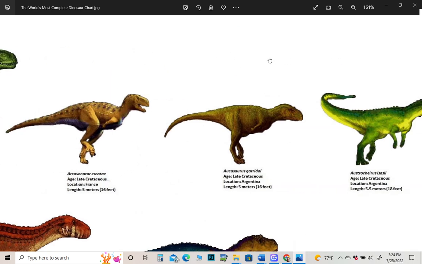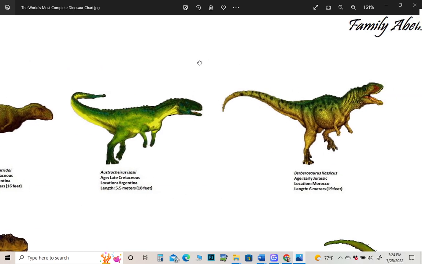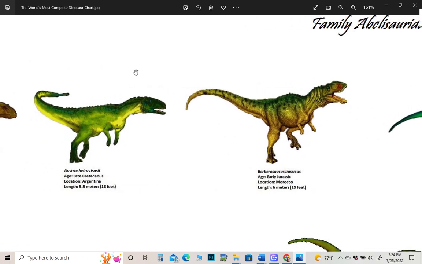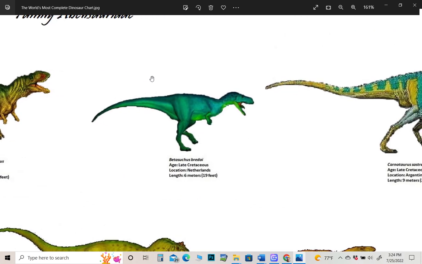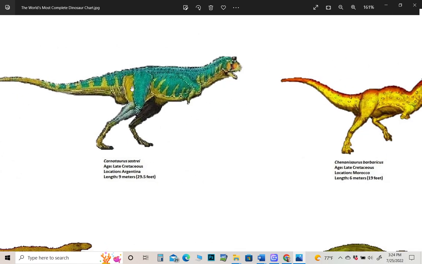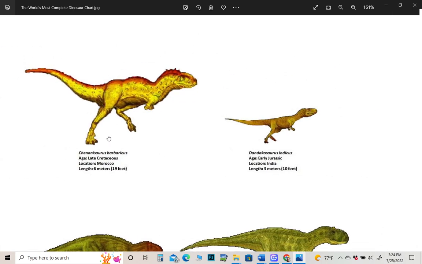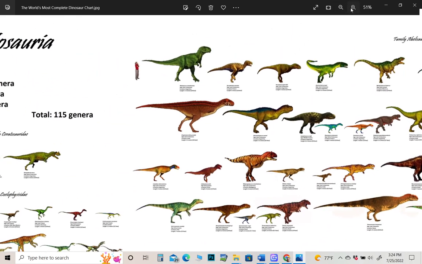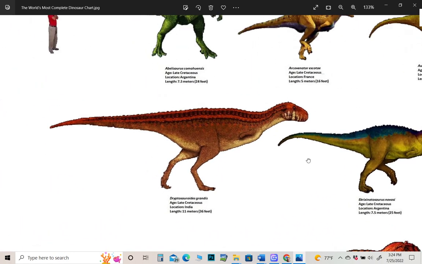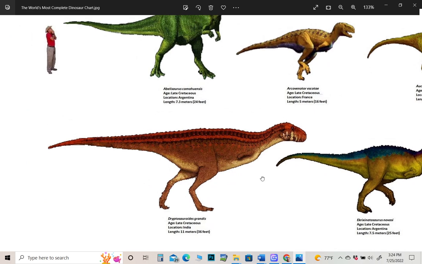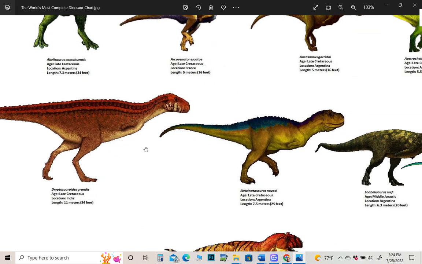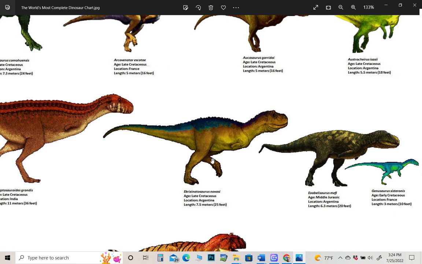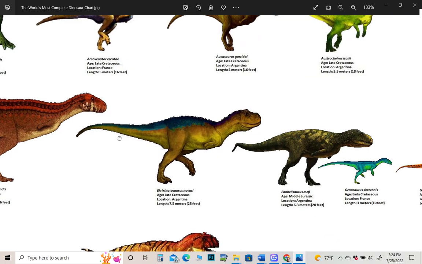Abelosaurus, Arcovenator, Alcosaurus, Ostrochirus, which is, Chirus is hand. Berberosaurus, Betasuchus, Carnotaurus, Chenanisaurus, Dandacosaurus. We'll zoom out again. Zooming in. Dryptosaurides. I believe this is the largest abelosaur. A lot of these survive right to the end of the Cretaceous, by the way. The Carnosaurs went almost extinct by that point. I think there was like one Carnosaur left at the end of the Cretaceous. But yeah, there were a lot of abelosaurs at the end of the Cretaceous.